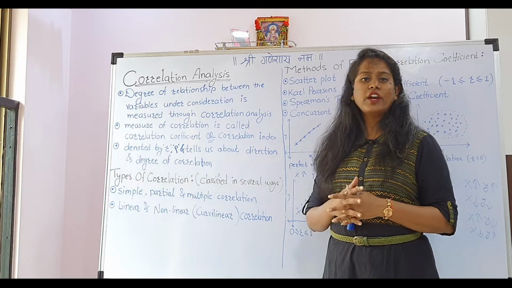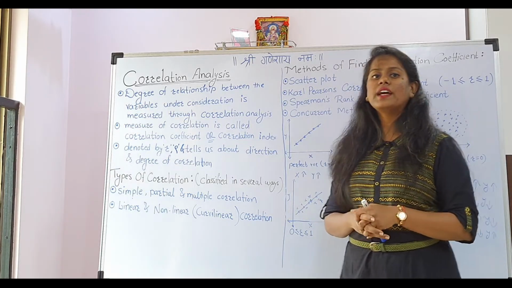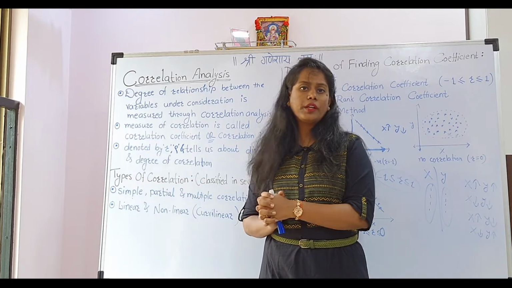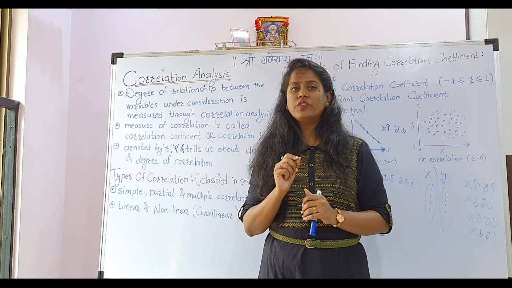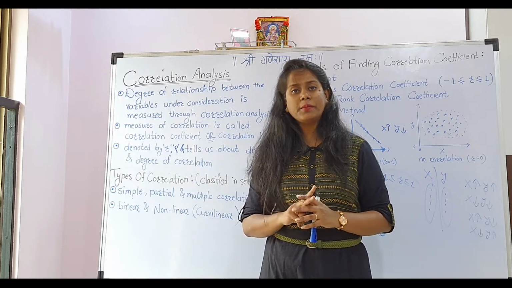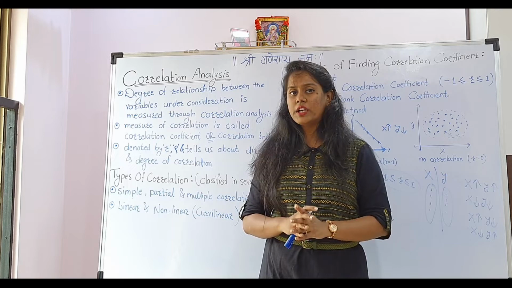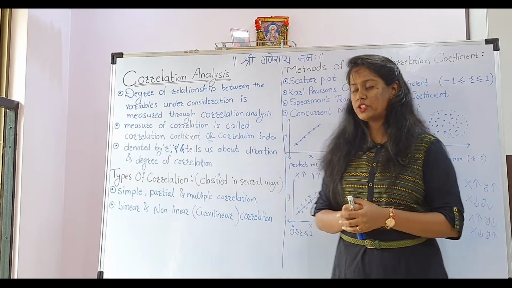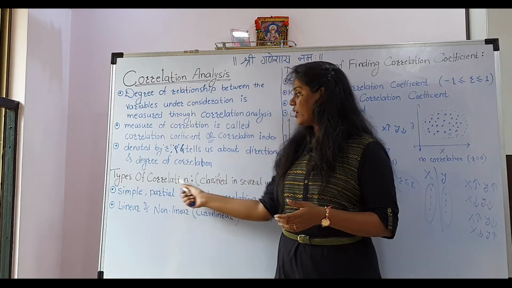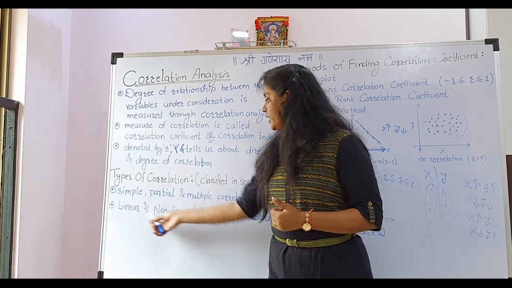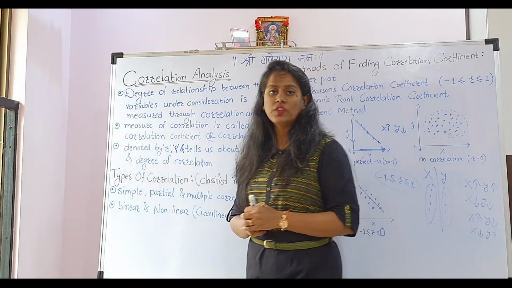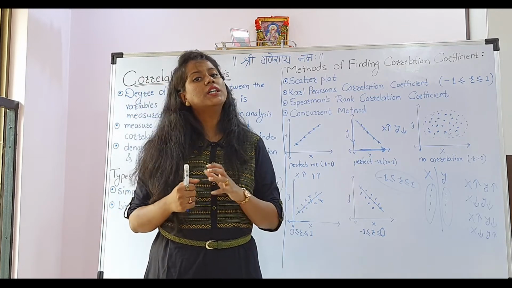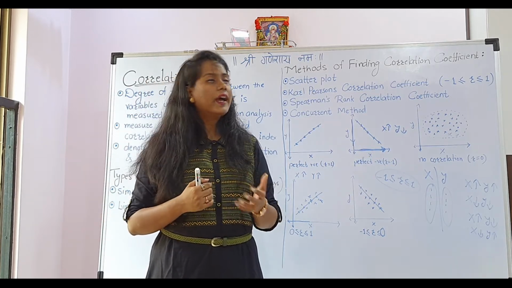Correlation can be classified in different ways. Sometimes we can classify it as simple correlation, partial correlation and multiple correlation. Simple correlation means whenever we are considering only two variables. Partial and multiple correlation we will discuss in the next video lecture. And we can classify correlation as linear and non-linear as well. It is not needed that correlation will always be linear. It can be non-linear as well.